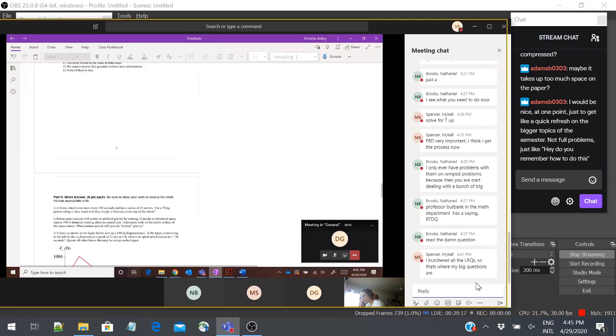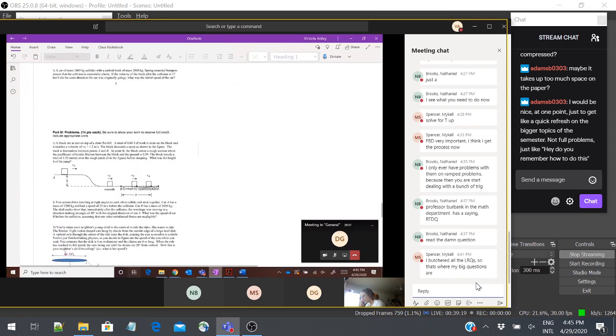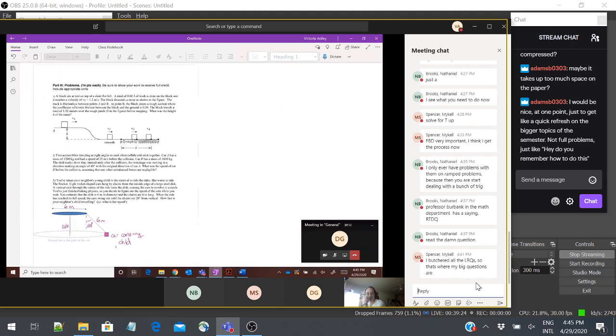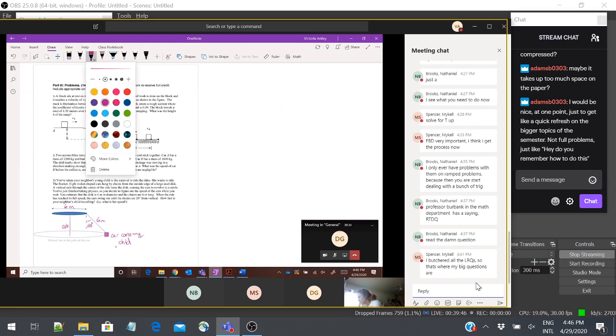Okay, Michael wanted to look at the long response. Part 3, okay. So 3 long response questions. There's the block at the top of the hill, 2 automobiles traveling at right angles, and taking your neighbor's child to the carnival. Okay. Switch colors here. Okay, make this a little bigger.